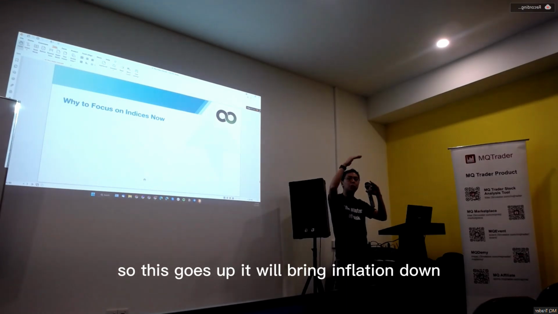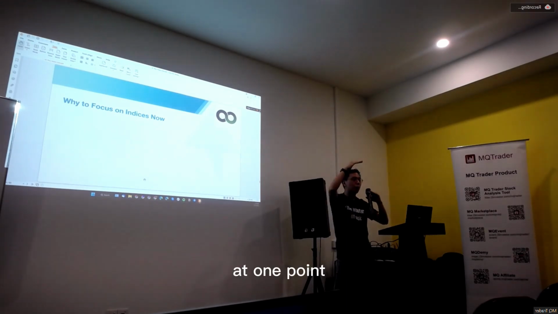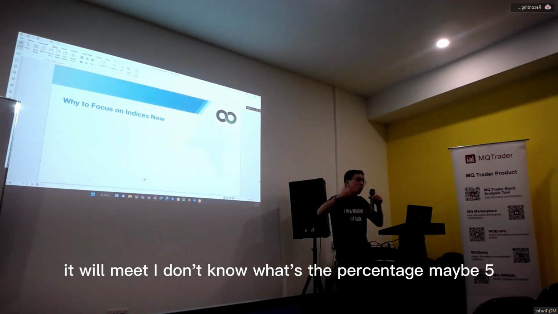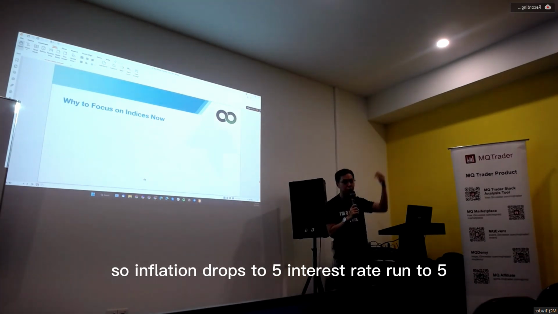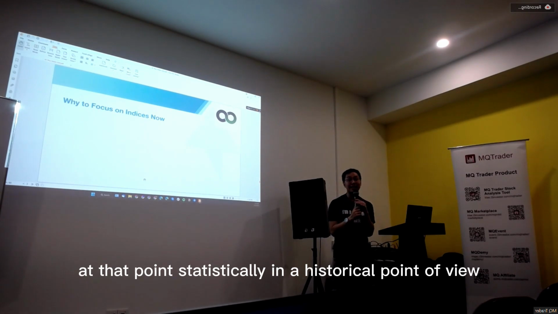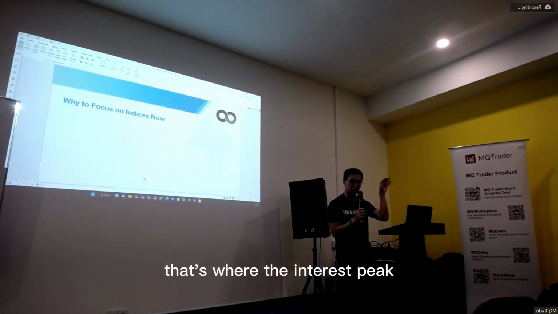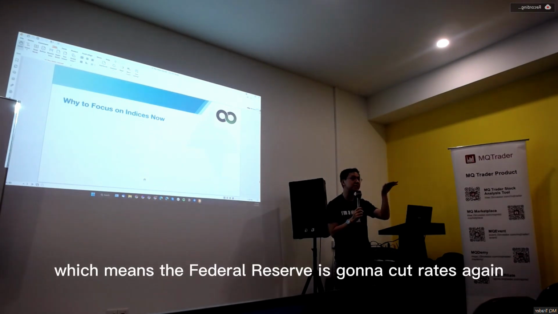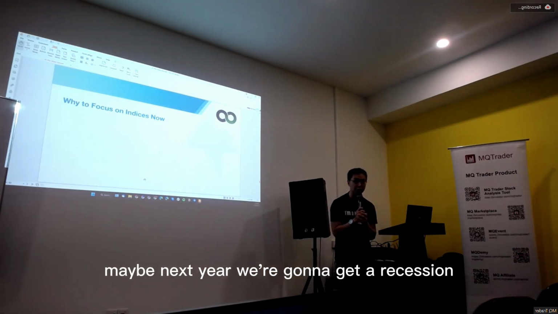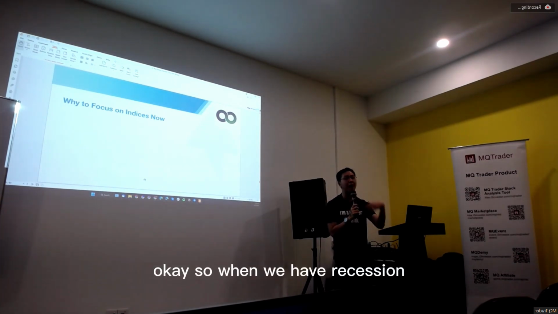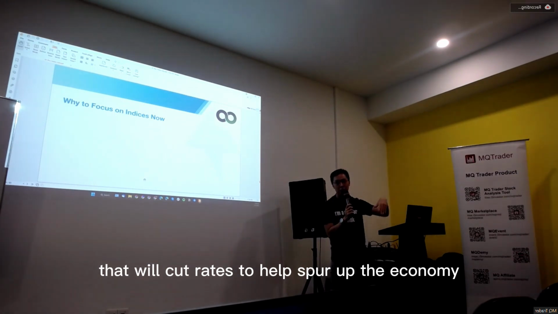So as this goes up, it will bring inflation down. At one point it will meet, I don't know what percentage, maybe 5. So inflation drops to 5, interest rate rallies to 5. At that point, statistically, from a historical point of view, that's where the interest rate peaks. Which means the Federal Reserve is going to look to cut rates again. Why? Because now we're talking about maybe next year we're going to get a recession. When we have a recession, the Fed will cut rates to help spur the economy.